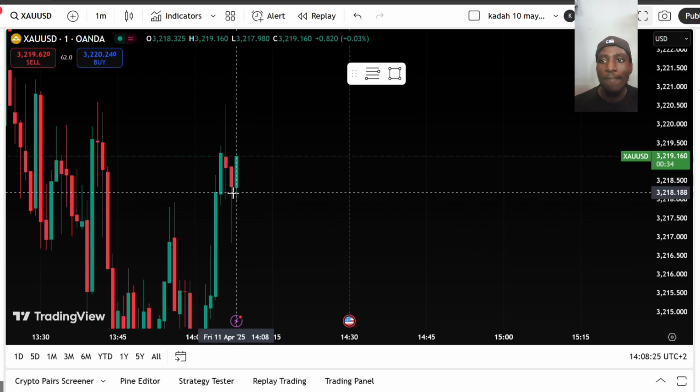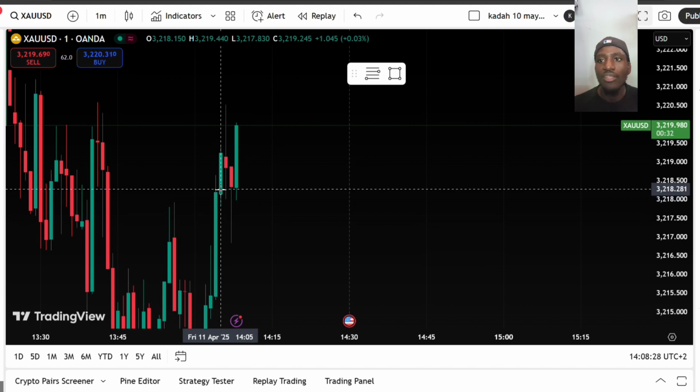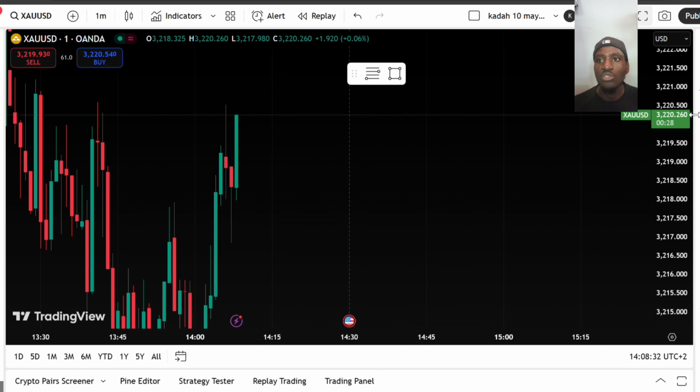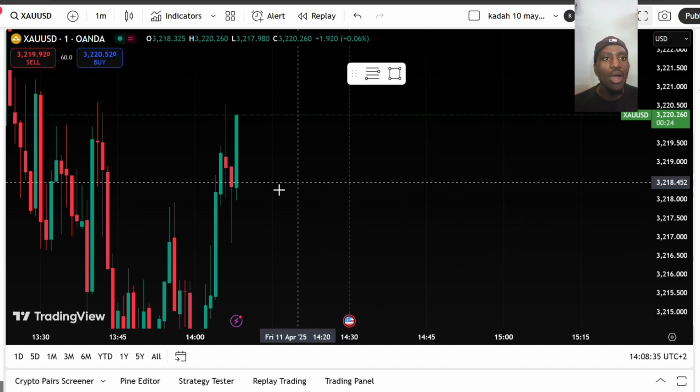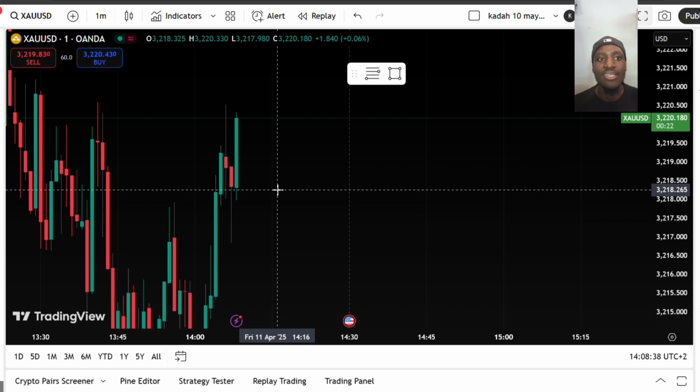So let's just look at the current candle, which has got something like 32 seconds. You can actually see the time left for the candle to close. So a 1 minute candle lasts a minute. In other words, it lasts 60 seconds. There's 60 seconds in a minute. Then a 1 hour candlestick lasts 1 hour. Then a 4 hour candlestick lasts 4 hours. A daily candlestick lasts for 24 hours.